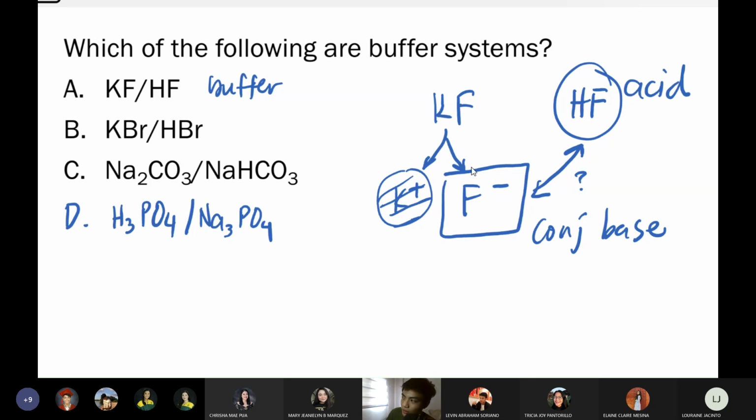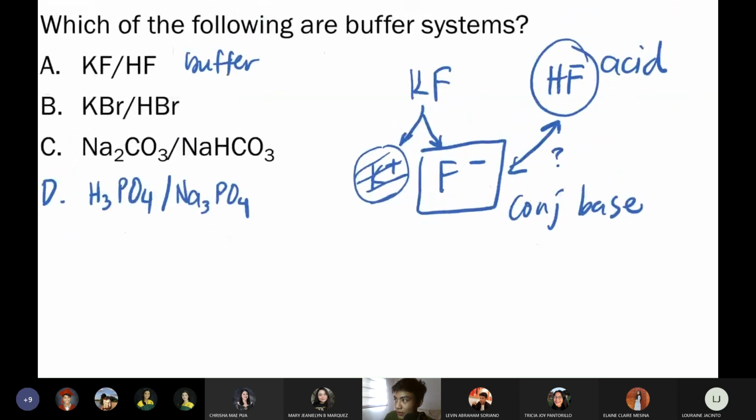So if you have a salt, split mo yon into cation and anion. Then from that, tignan mo kung may relationship yung anion sa acid. If one hydrogen lang yung difference nila, buffer system yan, kasi conjugate base ito ng acid. Pero kapag more than one yung hydrogen na kulang, more than one H yung difference nila, hindi yan buffer system. Okay? So we're safe to say that letter A is a buffer system of hydrofluoric acid and fluoride ions.